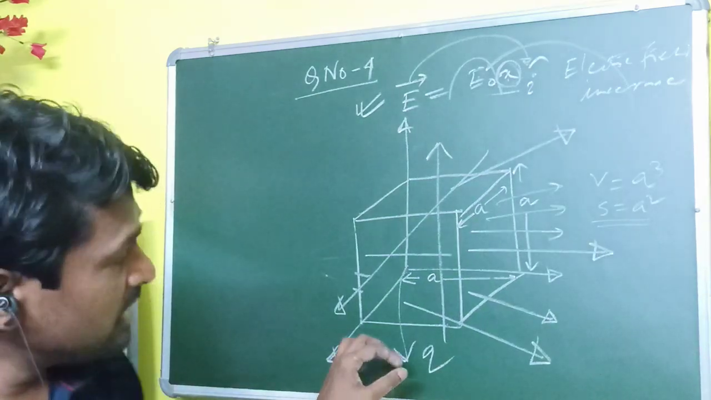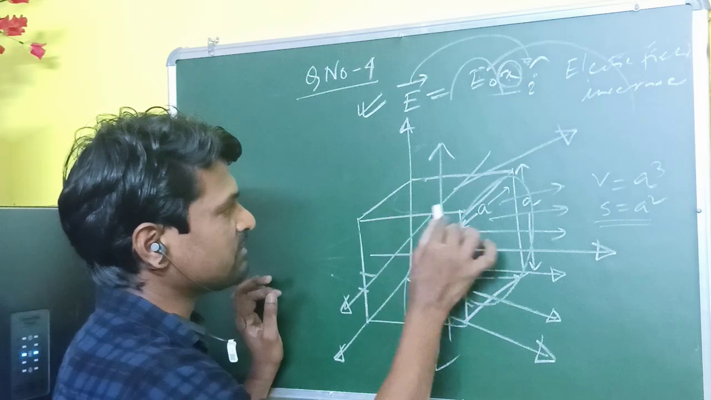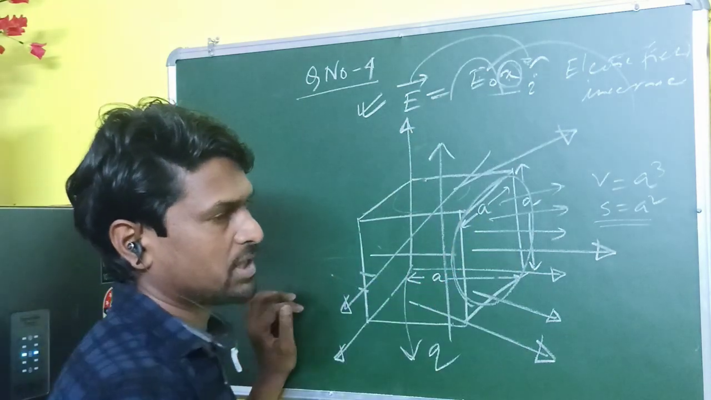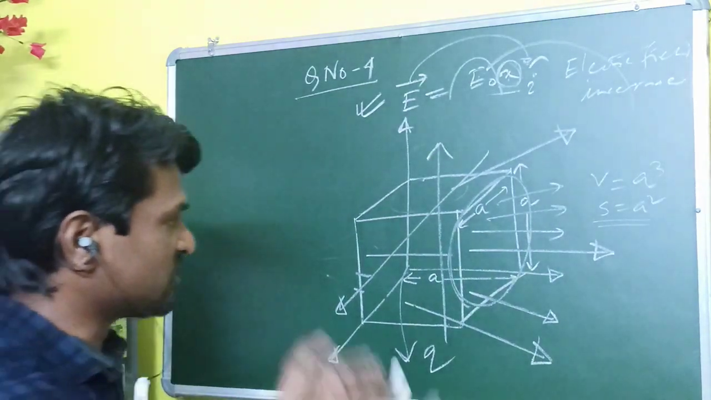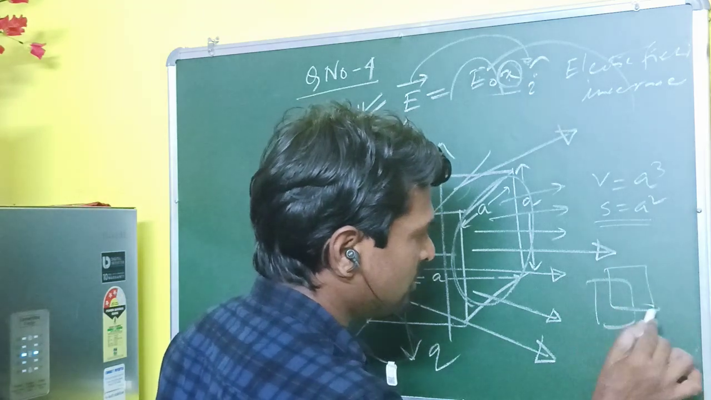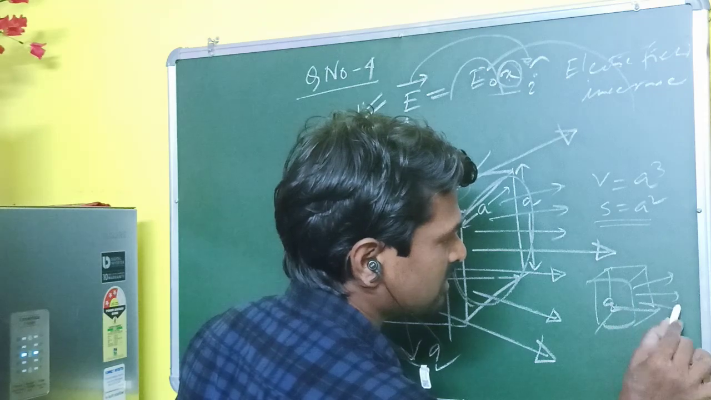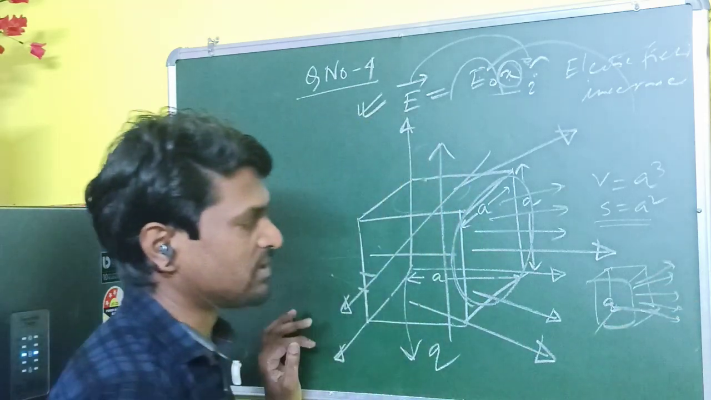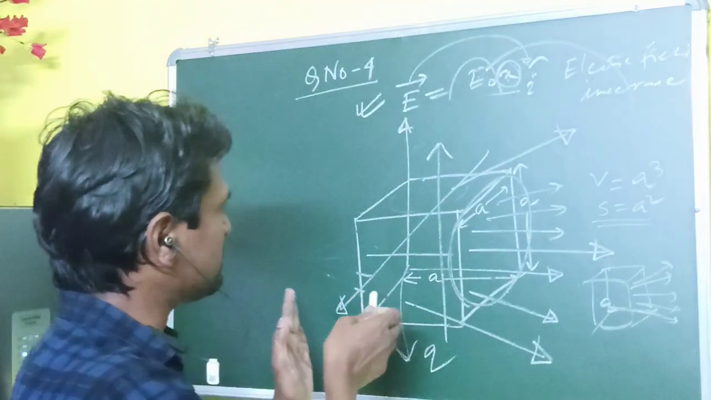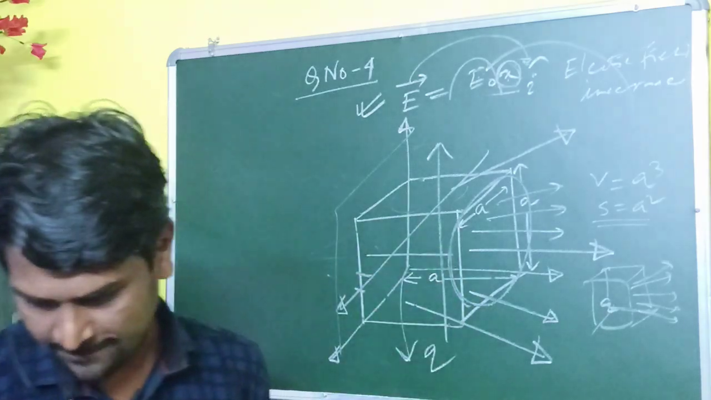So first of all, calculate the net flux for the particular surfaces. For the other surfaces there is no flux, and the charge is enclosed within the cube. So there is a cube and there is a charge inside it, and the flux generated is due to a particular surface, that is the surface parallel to the YZ plane.